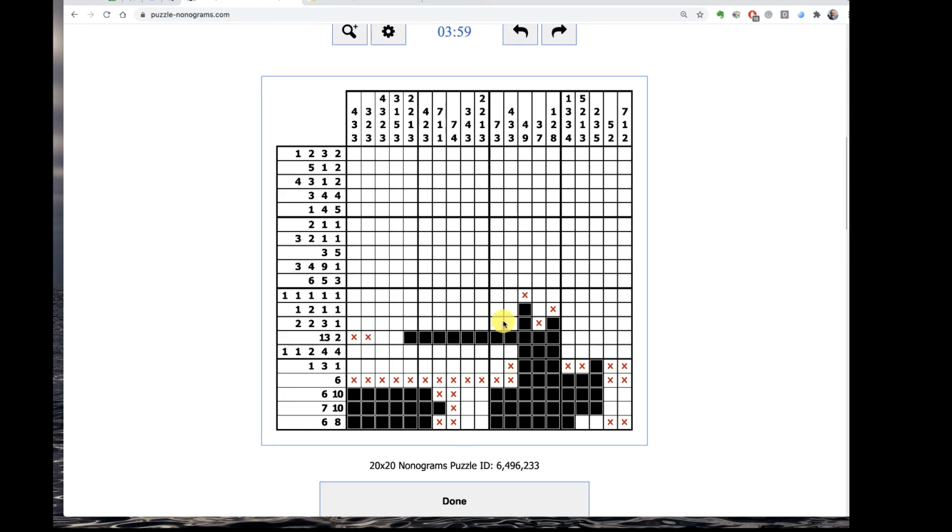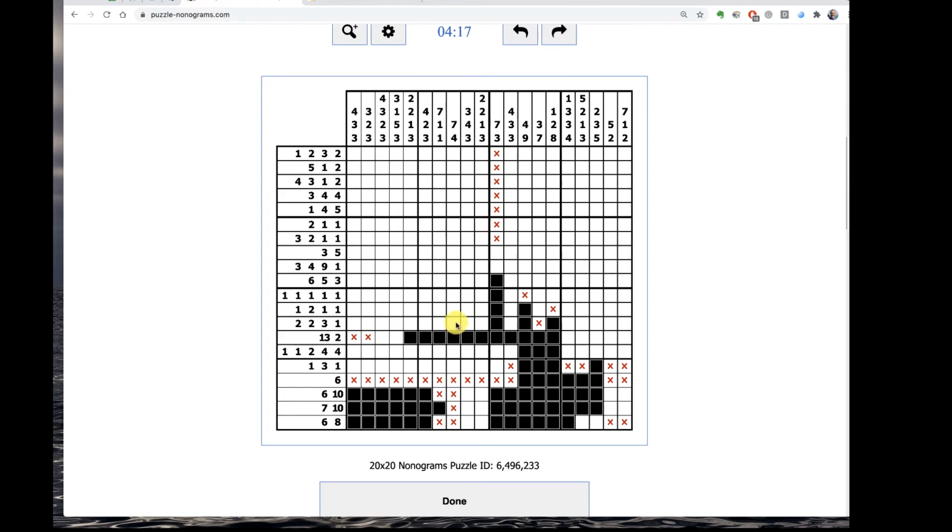Now, here is one that's a 7 and a 3. 2, 3, 4, 5, 6, 7. And only can have 2 more above it, so I'm going to block all of these out. I hope you see what I'm doing.